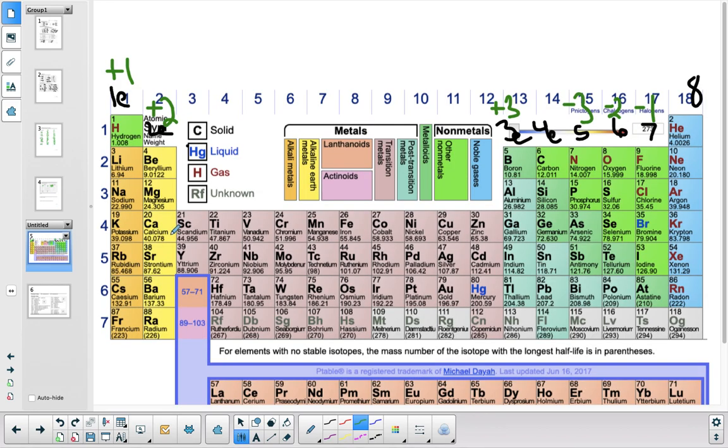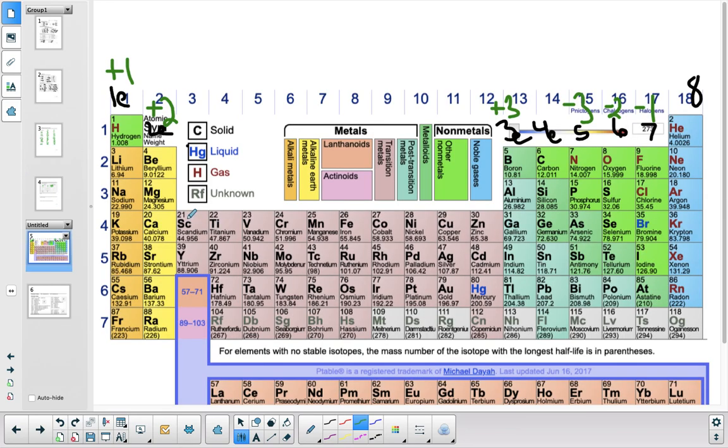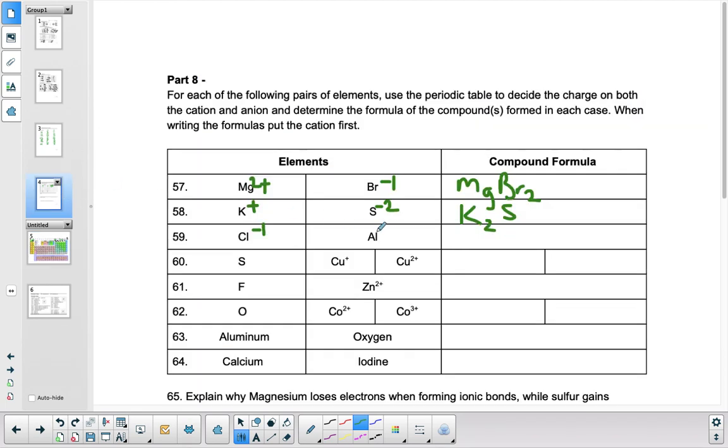Chlorine. We have chlorine over here, -1. And aluminum, which is over here. Aluminum is a +3. I wrote those all backwards. Okay. So here, don't get tripped up. Some of these are tricky, so on this one I switched them.